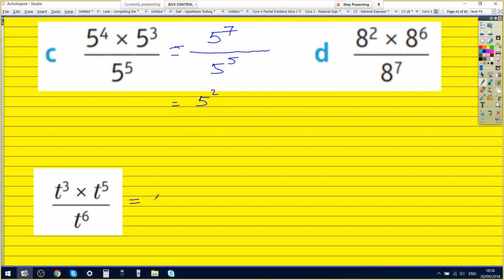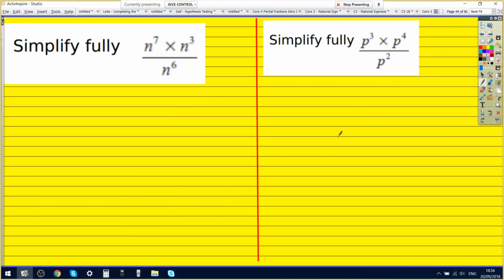And try this one down here with the T. The T. Yes. So T6 on the bottom, then you'd have T8 at the top. Divide and that'd be T2. Yeah, that's it. Exam questions.